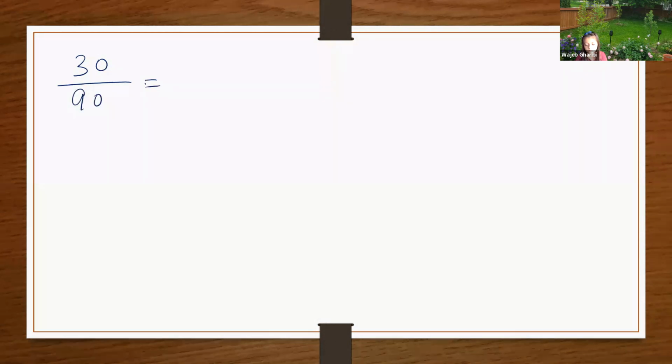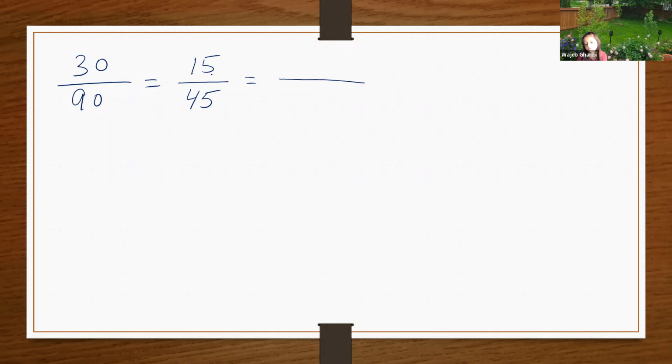If suppose we have 30 over 90, let us simplify it, please. Starting from 2, 30 is divisible by 2 and 90 is divisible by 2. Yes, so 30 divided by 2, what is the result? 15. And this is divided by 2, what is it as well? 45.